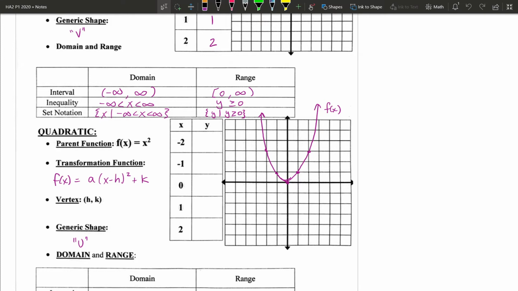Let's see here. I'm just going to do my table of values. Negative 2 squared would be 4. Negative 1 squared is 1. 0 squared is 0. 1 squared is 1. 2 squared is 4. And my graph, by the way, is not the most accurate thing on Earth. But you get the general idea. You can kind of estimate with these things.